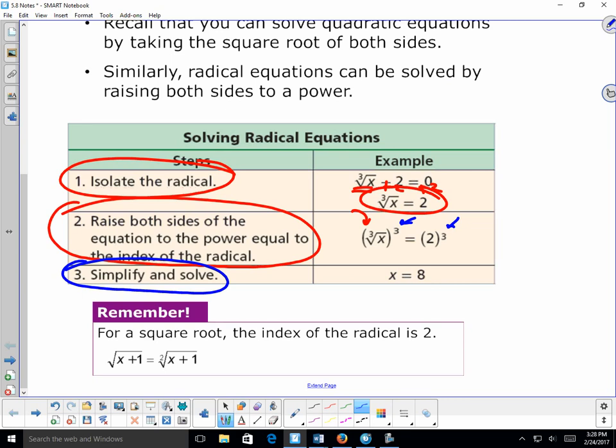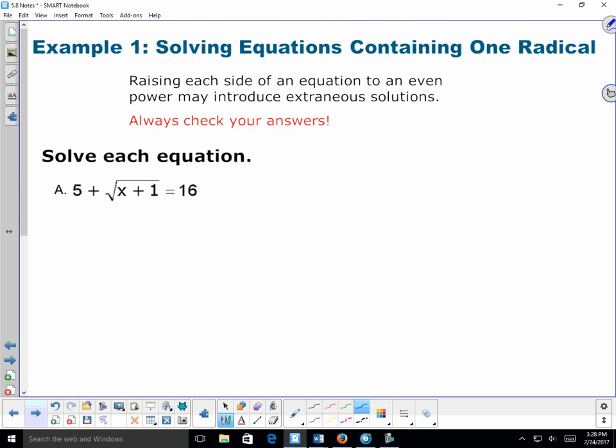Remember that for a square root, the index of the radical is 2. So if you don't see an index here, it's understood to be 2. Let's take a look at this example. We're solving equations containing one radical. Raising each side of an equation to an even power may introduce extraneous solutions. So it's very important that you check your answers, not because you might have done something wrong, but because you may have introduced extraneous solutions.